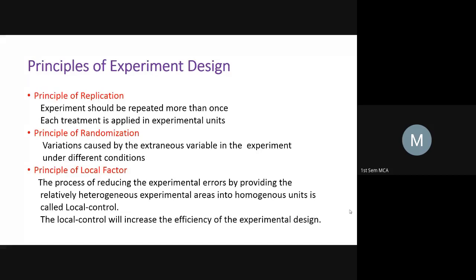Ultimately, in any kind of experiment design, you are required to reduce the errors or influencing factors by providing what? Relatively heterogeneous experimental areas. What are those? Say, for example, I want to identify some set of students for an internship at Microsoft in the US. How do I identify? I cannot be partial to some students, so I have to define some criteria on which the student is evaluated.